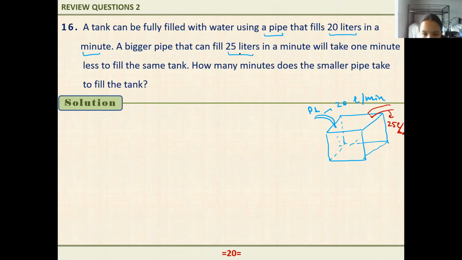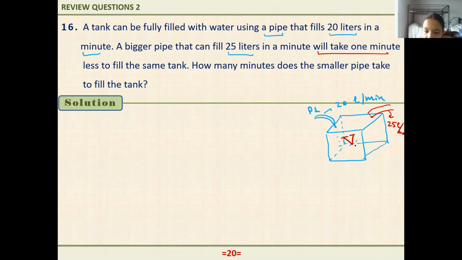A bigger pipe that can fill 25 liters in a minute will take 1 minute less to fill the same tank. How many minutes does the smaller pipe take to fill the tank? What does it mean? Shahina, here we have two options, right? Either I can use the smaller pipe to fill this tank with water, or I can use the bigger pipe to fill this tank. Now, Shahina, do we know the volume of this container? No, we don't know. Okay, let's say the volume of this container is V.